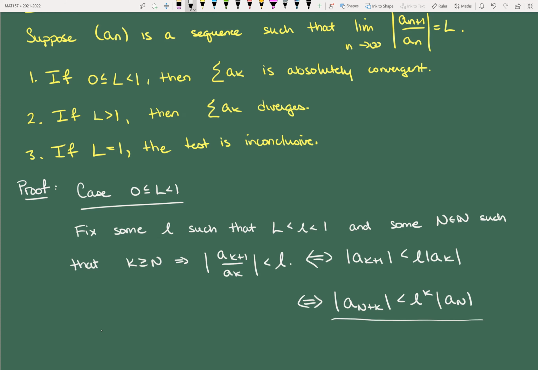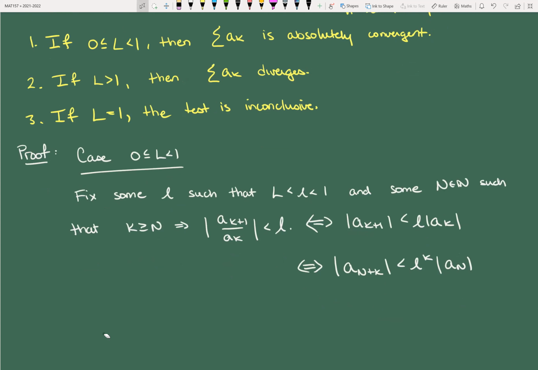Is this line okay? Yell if that's not okay. You know what? I suspect it's not okay. I'm going to write out a couple of them anyway, just so you can see it. Okay, so |a_{N+2}| is then less than L |a_{N+1}|. So now I'm going to apply it again, and I'm going to get L squared times |a_N|. I should use capital N.